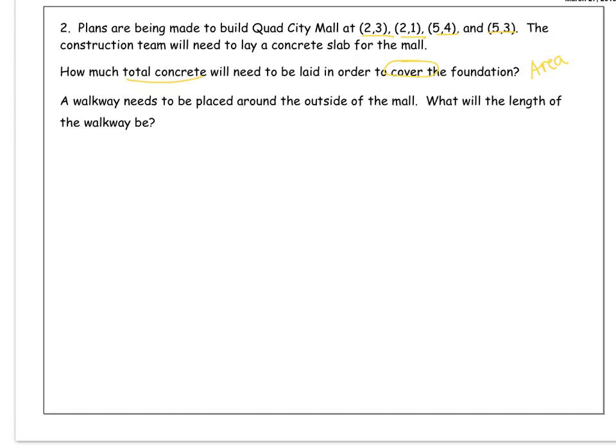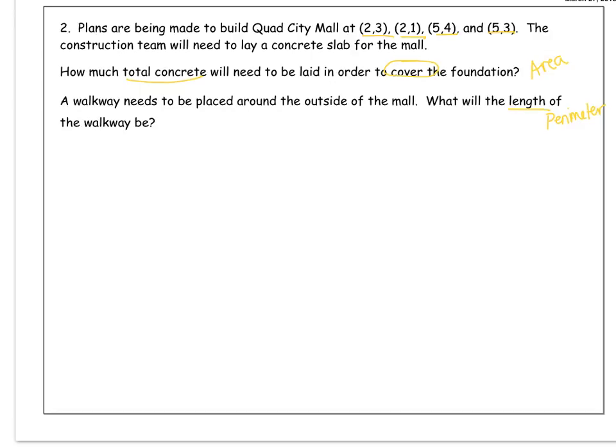A walkway needs to be placed around the outside of the mall. What will the length of the walkway be? If I think about a walkway, it is only going around the edges. So here we're talking about the perimeter. So I need to find the area and the perimeter of this figure that's being graphed on the coordinate plane.